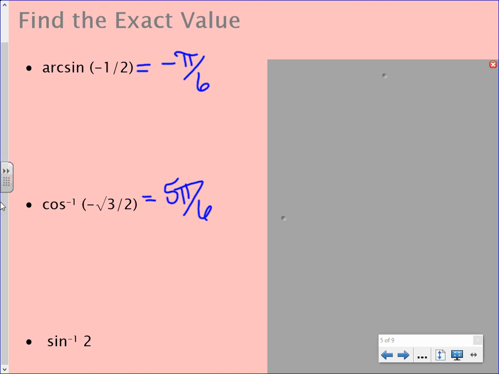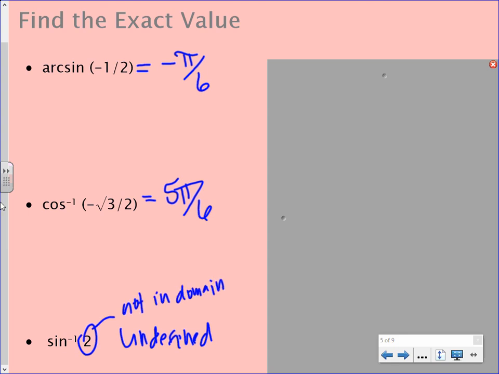Third example, inverse sine of 2. Go back and look. What is the domain of inverse sine? Negative 1 to 1. Is 2 between negative 1 and 1? No, this is undefined because 2 is not in the domain.